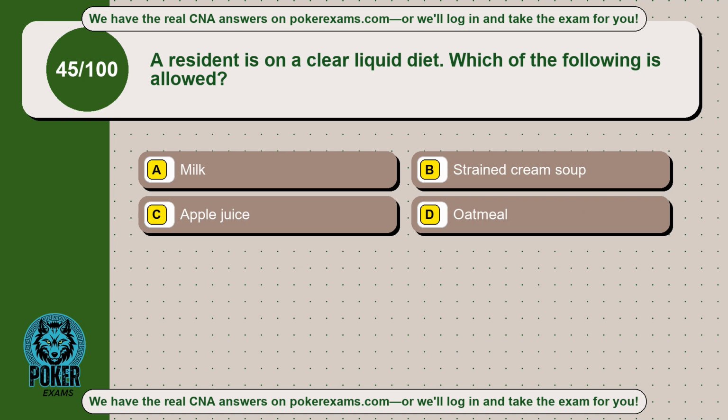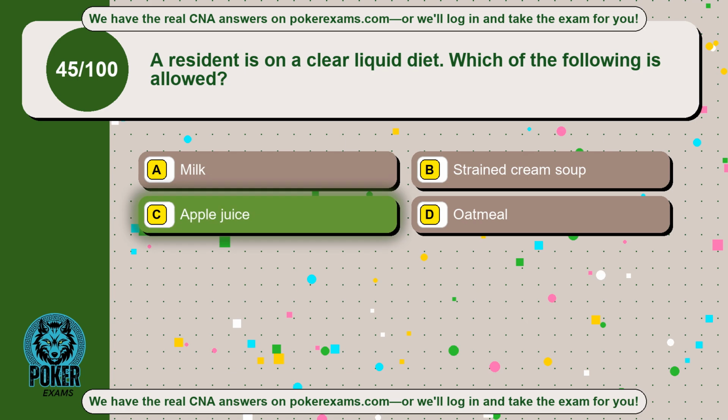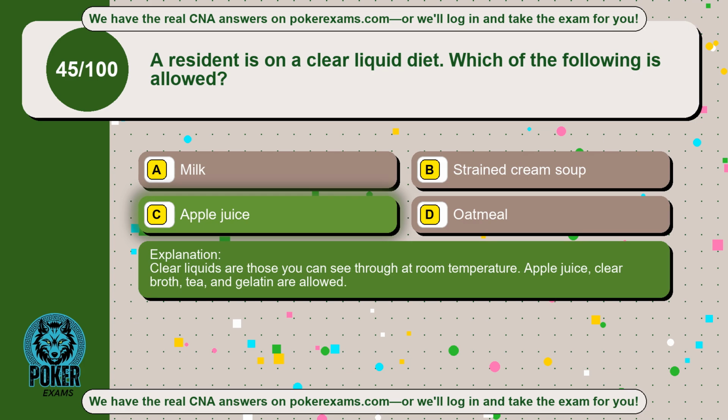Question 45. A resident is on a clear liquid diet. Which of the following is allowed? Option A, milk. Option B, strained cream soup. Option C, apple juice. Option D, oatmeal. The correct answer is option C, apple juice. Clear liquids are those you can see through at room temperature. Apple juice, clear broth, tea, and gelatin are allowed.